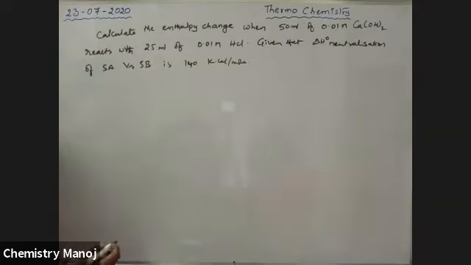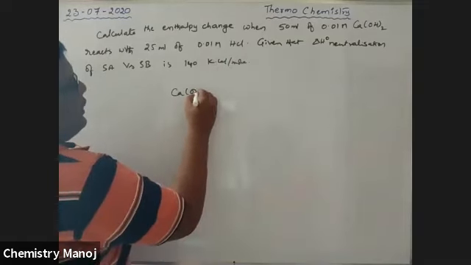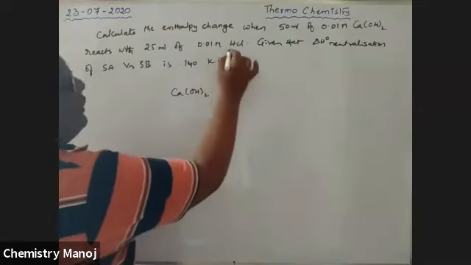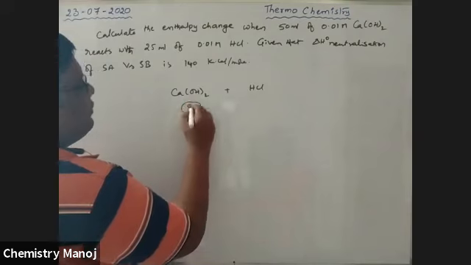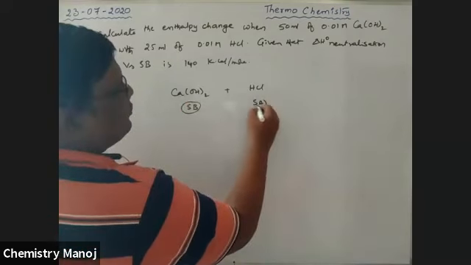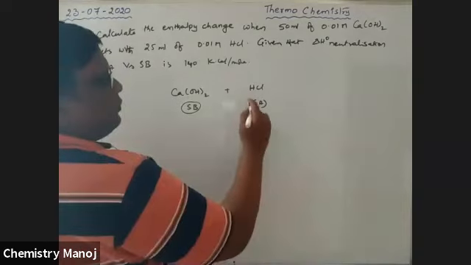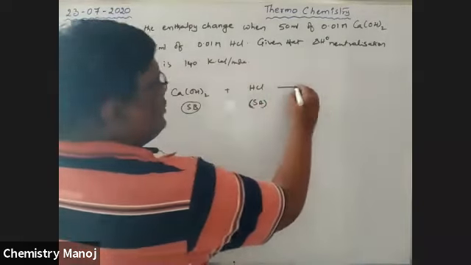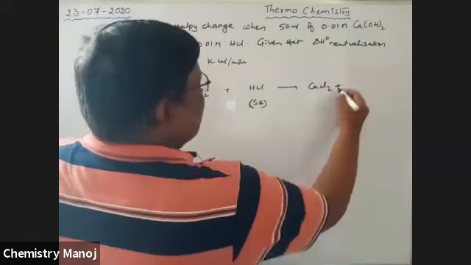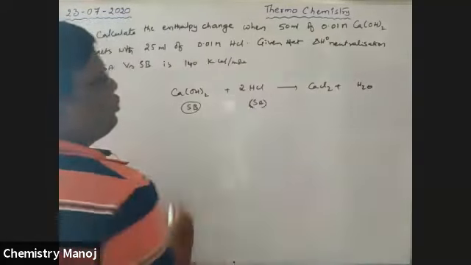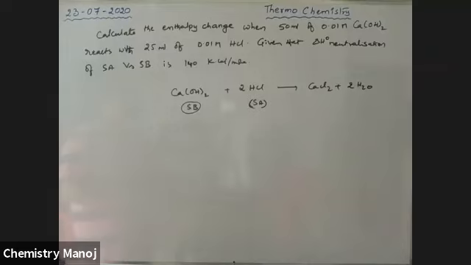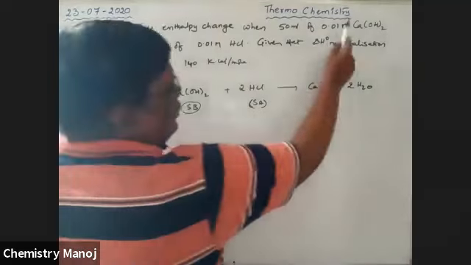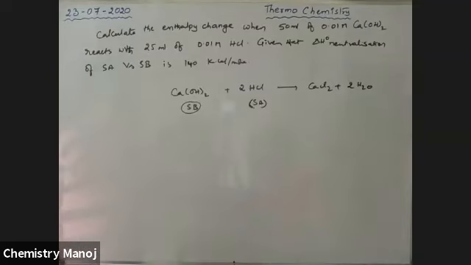Heat of neutralization here: calcium hydroxide, Ca(OH)2, a strong base, reacts with HCl, a strong acid, that gives calcium chloride plus H2O. Balance this one: Ca(OH)2 plus 2HCl gives CaCl2 plus 2H2O. This is the balanced equation. Now 50 ml of 0.01 M calcium hydroxide is involved in the reaction with 25 ml of 0.05 M HCl.